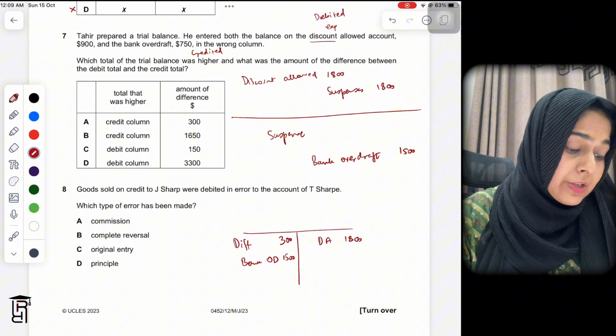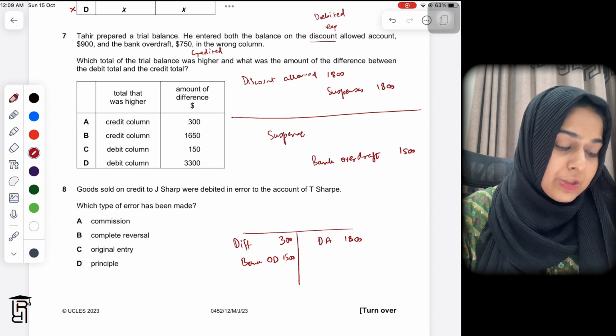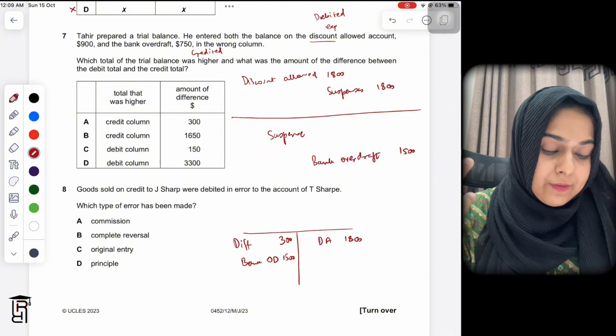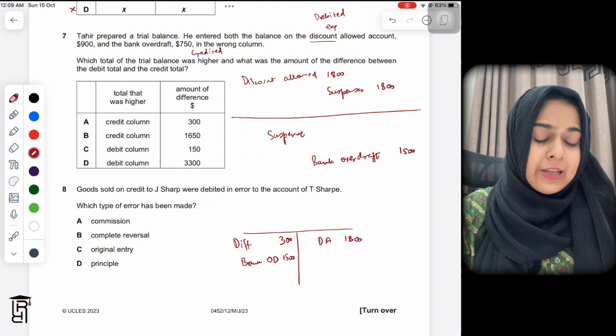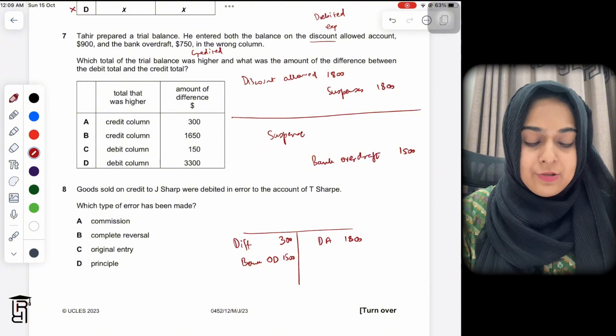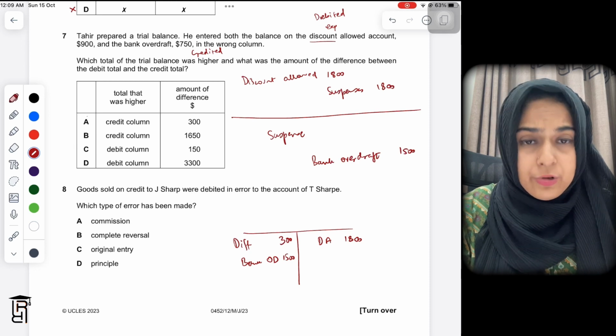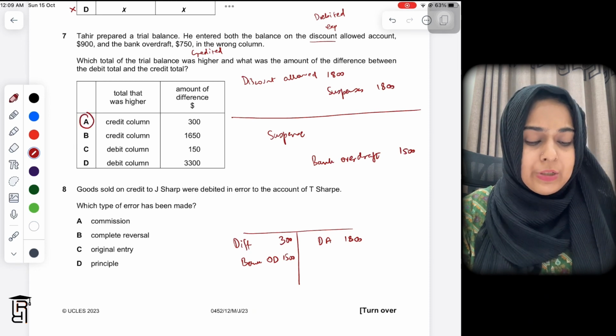The difference was 300, with which we started. Basically we started off, and they did not give us the original difference in trial balance. So A should be your answer here.